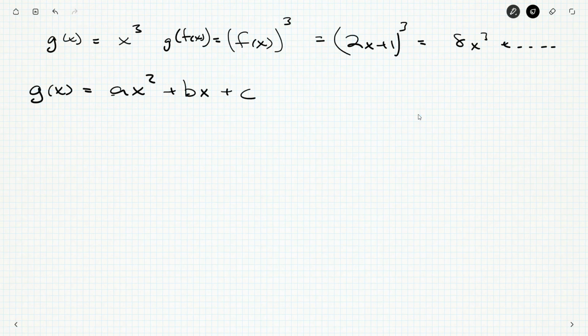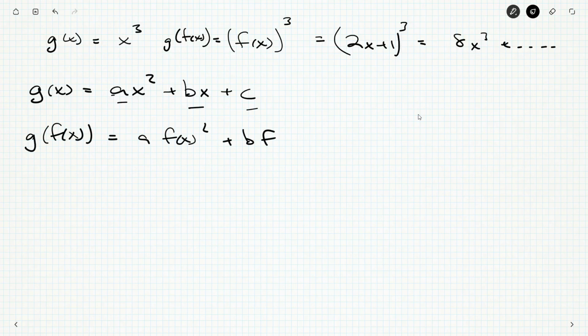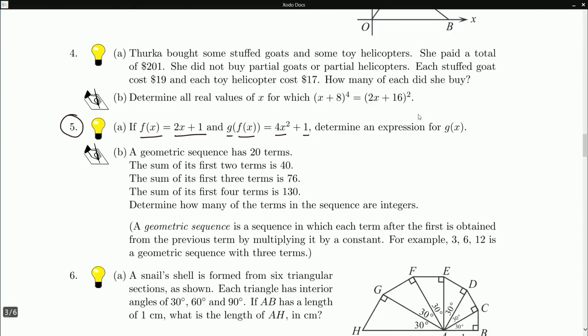So we can continue on with the question and try and figure out, well, what are these values? What makes g what it is? Because we know that g of f of x, so one way to write it would be a f of x squared plus b f of x plus c. But we also know that would be 4x squared, I think it was plus 1. Yeah, 4x squared plus 1. Okay.